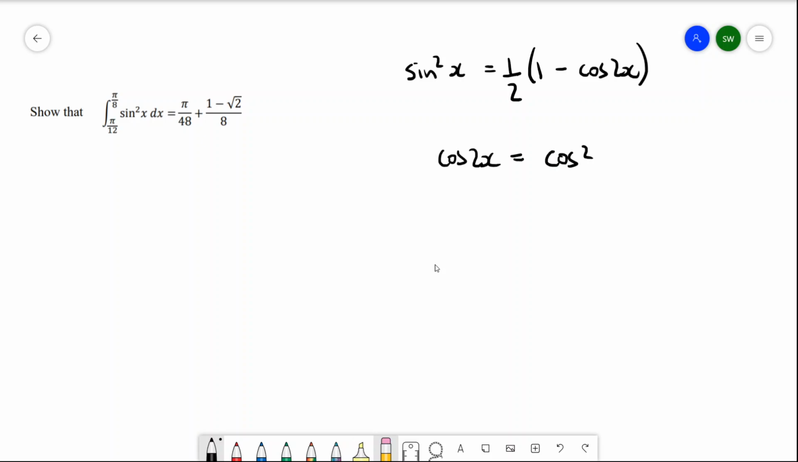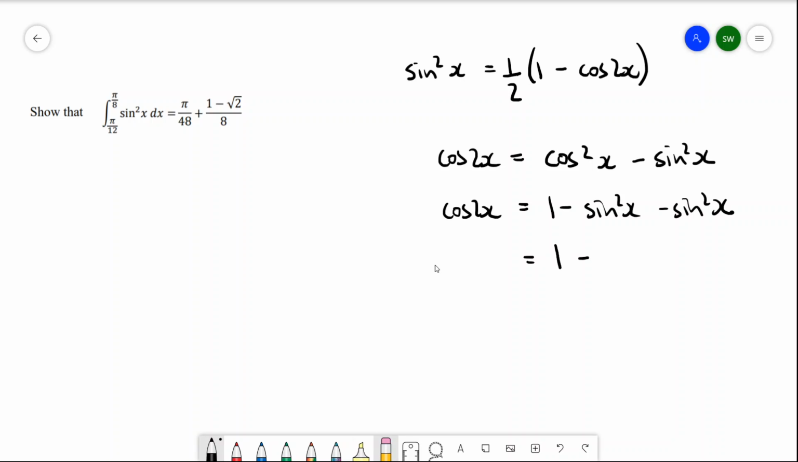So if you start with cos 2x equals cos squared x minus sine squared x. Now this identity doesn't have cos squared x in it. So what we can do is replace cos squared x with 1 minus sine squared x. So then on the right hand side we've got 1 minus 2 sine squared x. And then if you rearrange that to get sine squared x the subject, you'll get that identity.